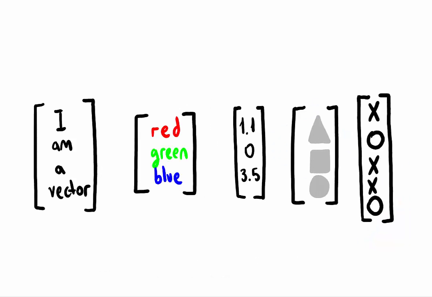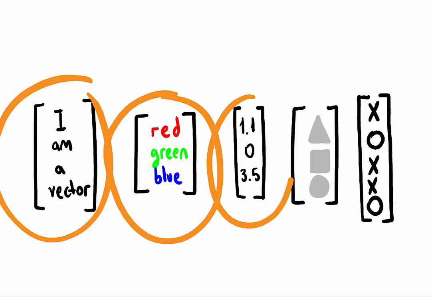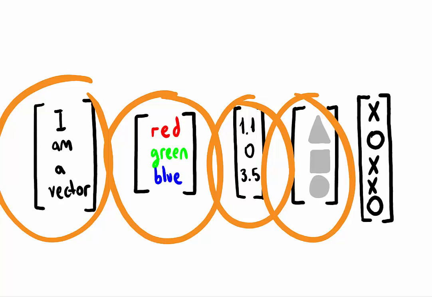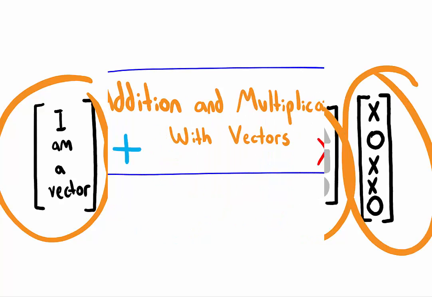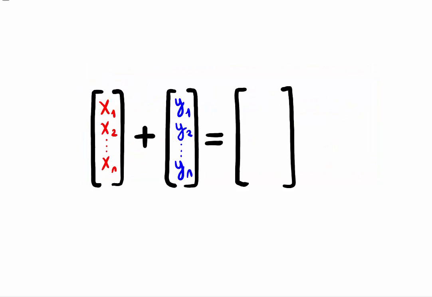The entries of a vector can in principle be anything: words, colors, numbers, shapes, and even signs. Unlike the last example, we will only look at vectors whose entries are real numbers. As in the case of real numbers, real vectors can be added or multiplied by a real number in a straightforward way. So let's take a look at how we add two vectors.